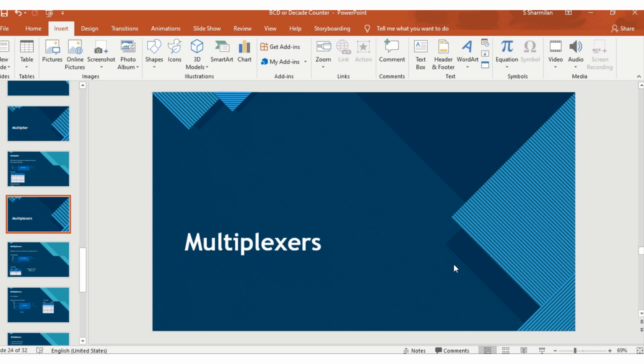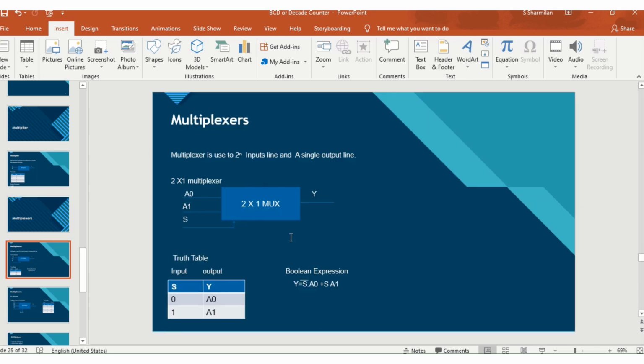In this chapter, we are going to see the multiplexer. Multiplexer is used for 2 to the power n input lines and a single output. This is a 2 into 1 multiplexer. Multiplexer is also called MUX. Here I take 2 inputs A0 and A1. Here 2 to the power n, this is a 2 into 1. 2 to the power n equal 2. Here we can also write 2 to the power 1 equal 2.